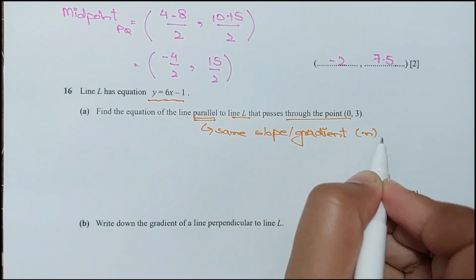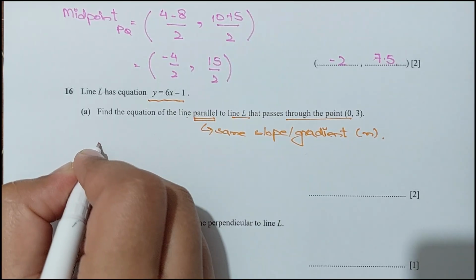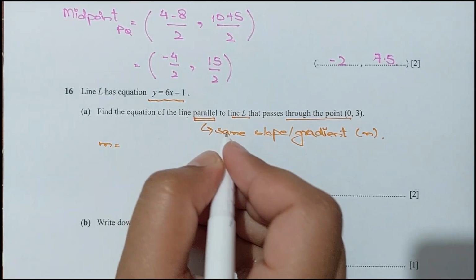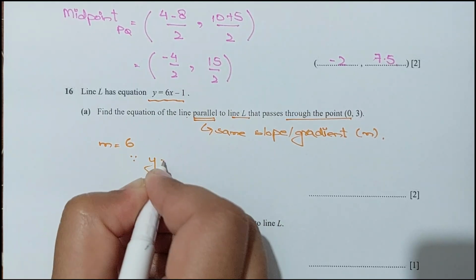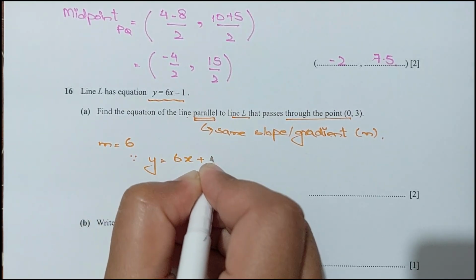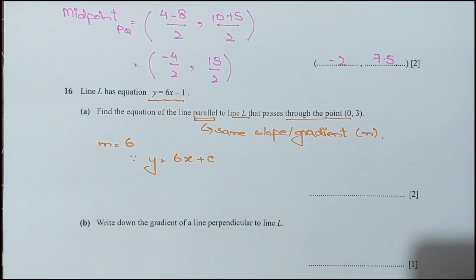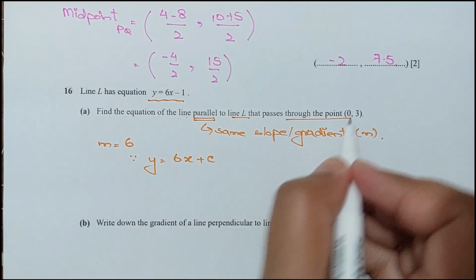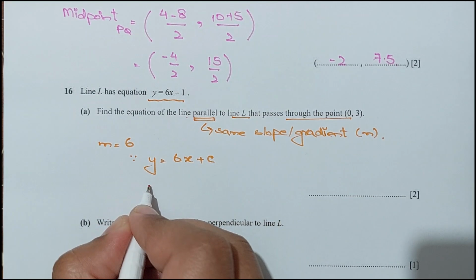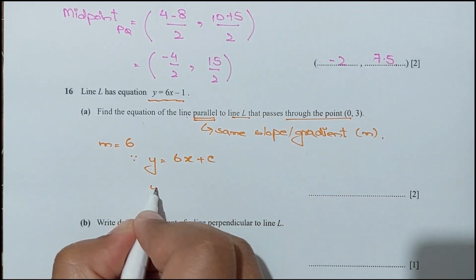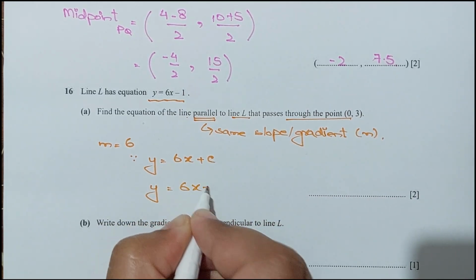The m value is the gradient, right? So the slope of the parallel line would be equal to 6 again. Now write down the equation y equals mx plus c. To get the c value, we have to use this point. x is equal to 0 and y is equal to 3. So the y-intercept is 3. So y would be equal to 6x plus 3.